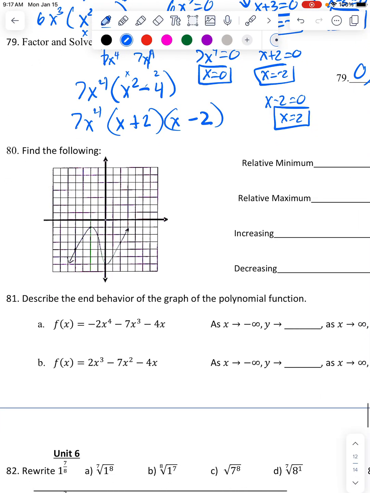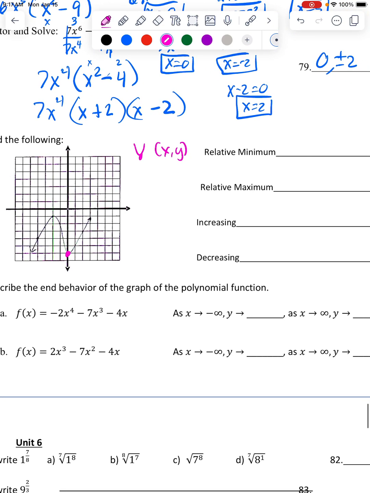All right, new concept, my friends. This is going to be where you have to find the relative minimum. That's going to be an XY point that's like a valley. So that's this right here. She has them backwards on the answer key, just so you know.